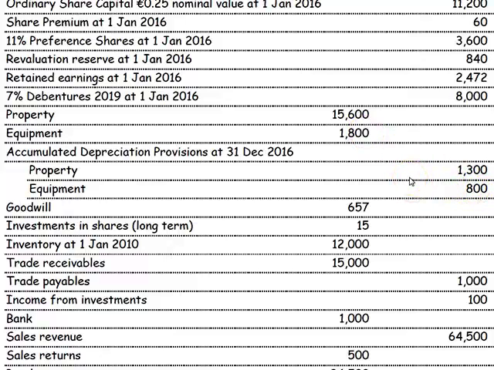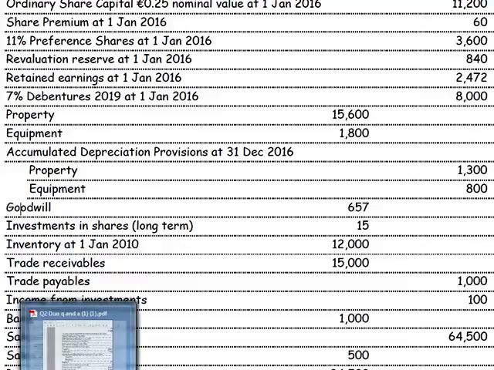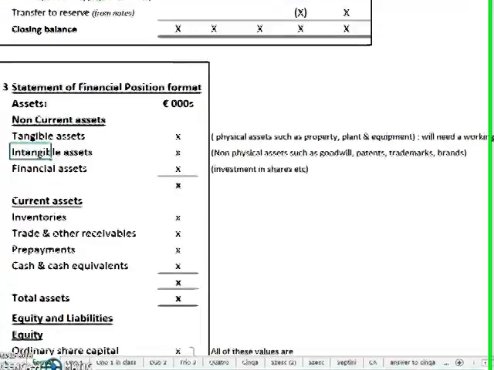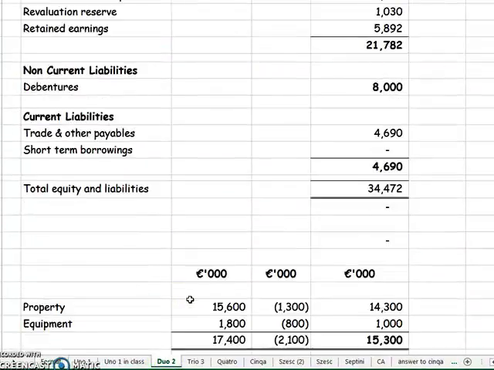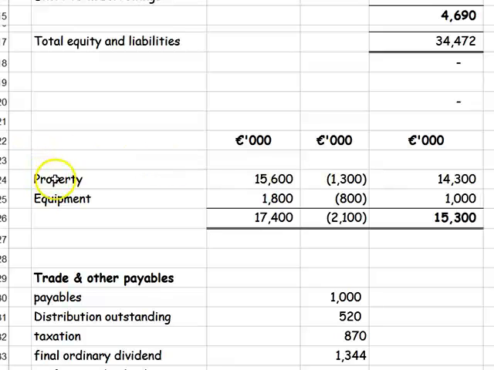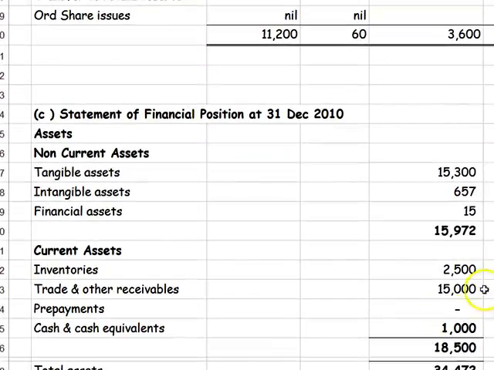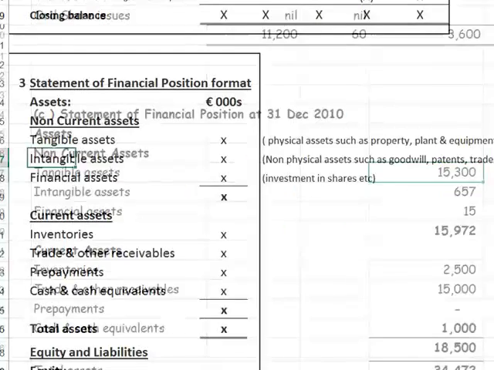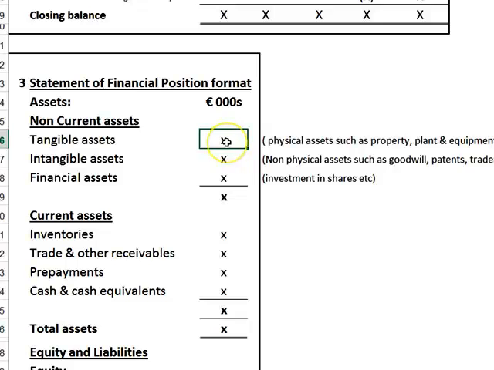So you've a working to do for that, and the workings will look like here. There's your property, less depreciation, and that gives you net book value. So that's called cost. This column is depreciation, and this column is net book value, and you could put in the headings. And that 15,300 is what gets shown up here as your tangible assets. So tangible assets would be that figure.